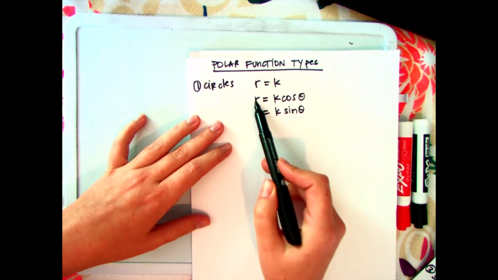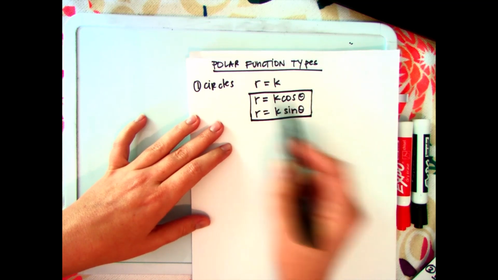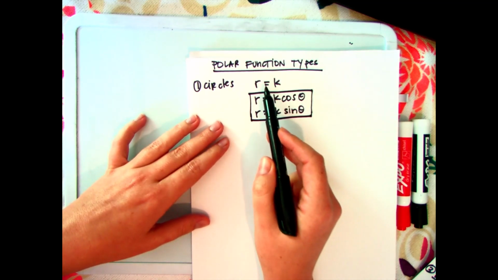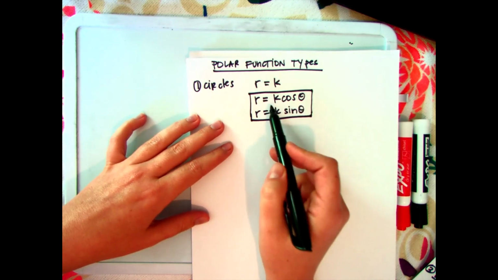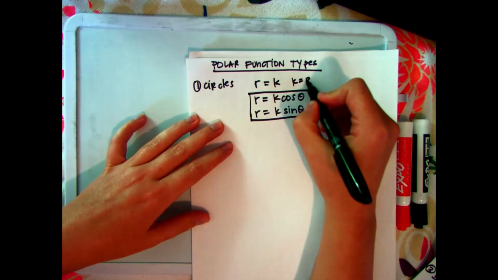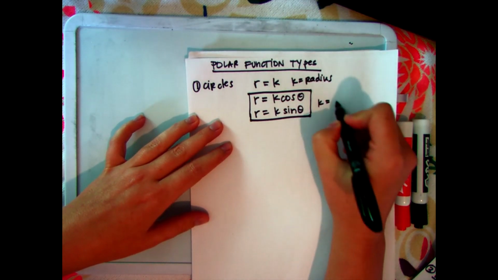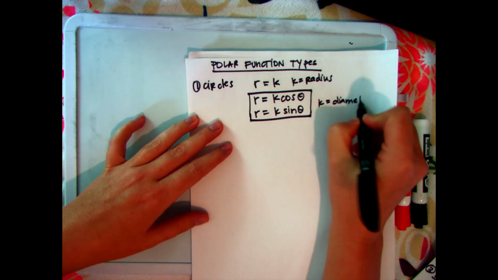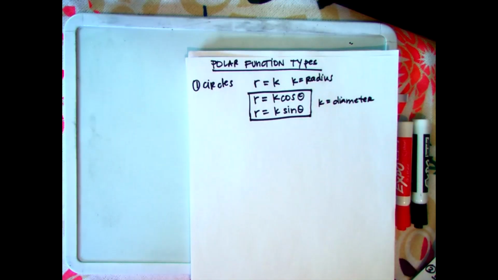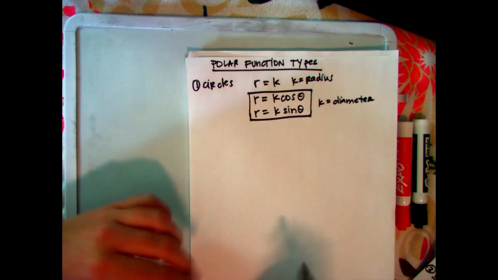So these two have different circles than this one. The original one is centered at the origin. These two are a little bit different. Up here, k equals the radius of the circle, but for these two equations, k is the diameter. We'll work through some of those, and it'll probably be a little more clear why that's true when we see them put into action.